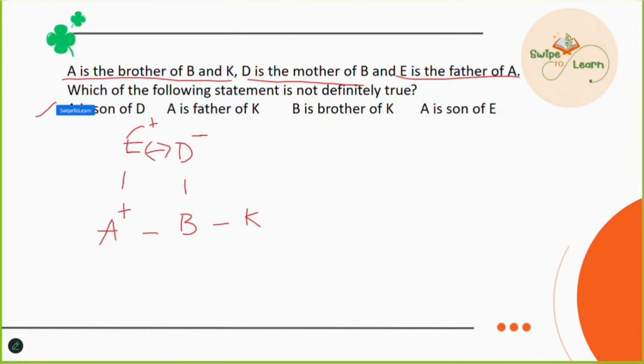A is son of D. D has 3 children, A, B and K, and A is the son of D. So this is correct. Next one. A is the father of K. A and K are in the same line, which means they are siblings, not parent and child. So this would be the wrong statement.